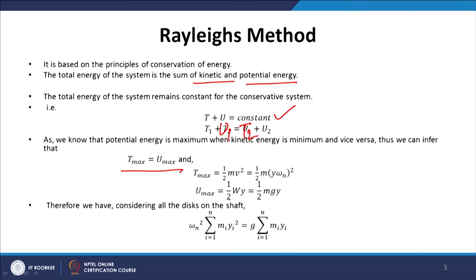Then the potential energy is half mg into y, and considering for all disks we have the summation. When we sum these energies, we will get the total energy for the system. So here we have the total kinetic energy, here is the total potential energy. So here this summation i equal to 1 to n. So if there are n rotors in the system, so we will get this half summation m i y i square into omega n square equal to g summation i equal to 1 to n m i y i.